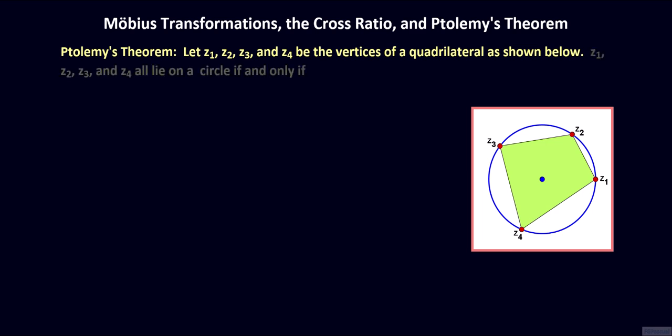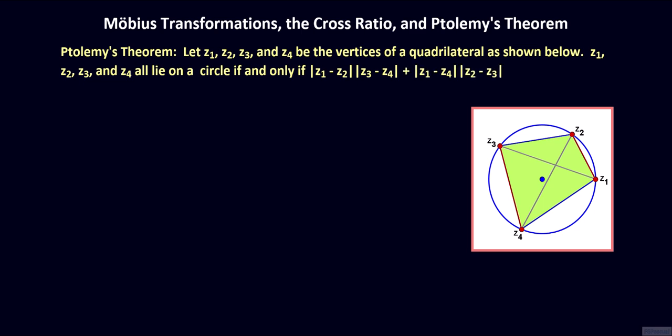Ptolemy's theorem states that the four vertices all lie on a circle if and only if the product of the lengths of one pair of opposite sides plus the product of the lengths of the other pair of opposite sides equals the product of the lengths of the diagonals, or the product of the absolute values of z1 minus z2 and z3 minus z4, plus the product of the absolute values of z1 minus z4 and z2 minus z3 equals the product of the absolute values of z1 minus z3 and z2 minus z4.